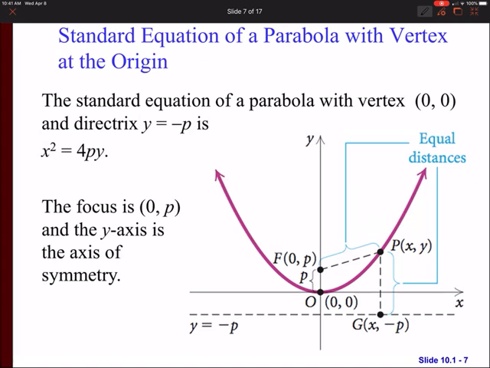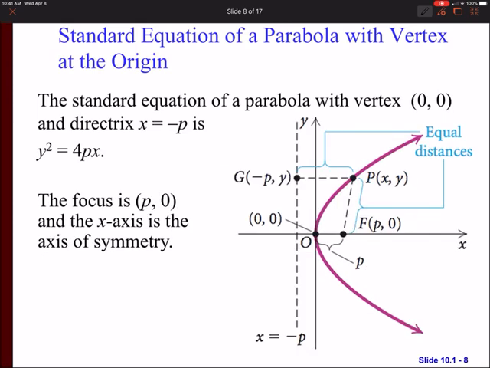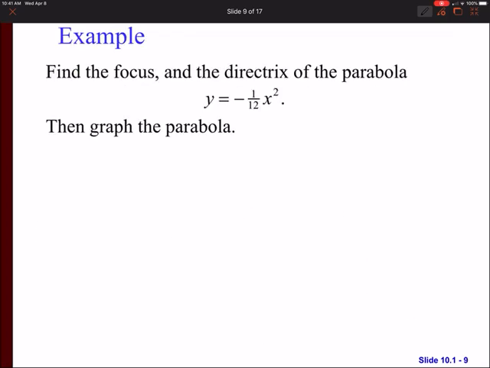So looking at an example of a standard form equation at the origin, we got x squared equal 4py, and y squared equal 4px, all right? But again, that's assuming we had (0, 0) for the vertex. All right, let's take a look at an example. Let's go find the focus and the directrix of this parabola.